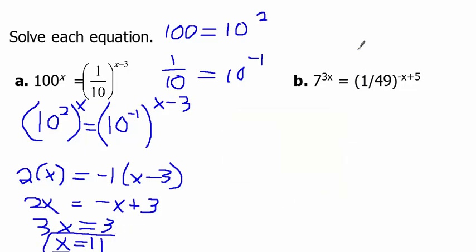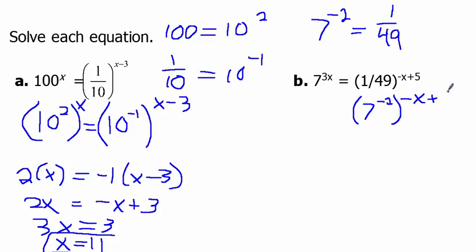And here, the one that I need to figure out the power is 7 to what power gets me 1 over 49. It is in the denominator, that makes it negative. It's 49, that makes it 2. So this one gets replaced with negative x plus 5 power, the bases are the same, 3x, and I should give it more room, shouldn't I?